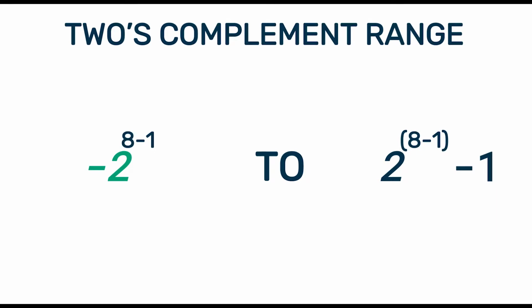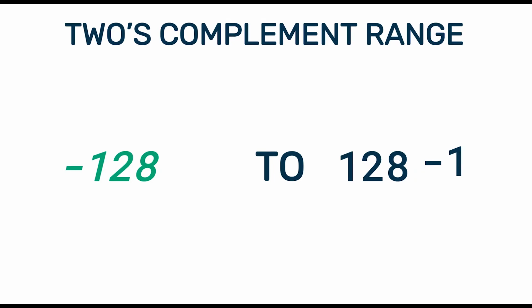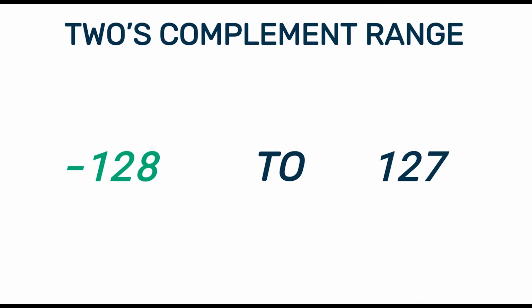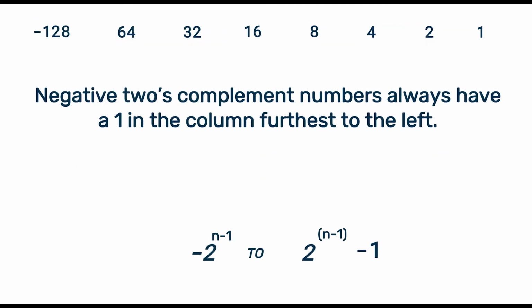If we had 8 columns, we'd have minus 2 to the power of 8 minus 1 to positive 2 to the power of 8 minus 1, minus 1. If we simplify that, we'll get minus 2 to the power of 7 to positive 2 to the power of 7, minus 1, which evaluates to minus 128 to 128 minus 1, which is negative 128 to 127.